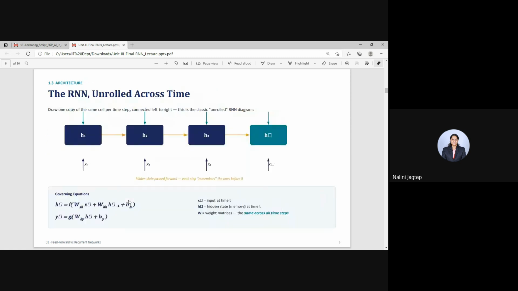Now, moving ahead to the next slide, we'll see the architecture of this RNN network. So, in this architecture, xt is the input at time t, ht is the hidden state, the memory at time t, and W represents the weight matrices, which stay the same across all the time steps, right? I hope this is clear. We have already come across how it saves.